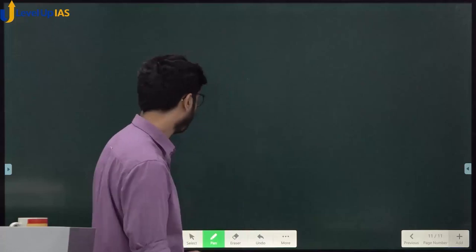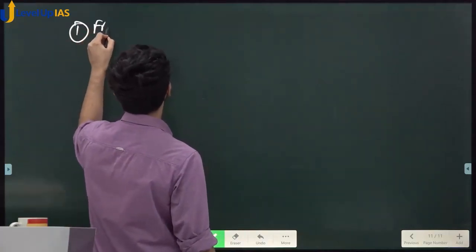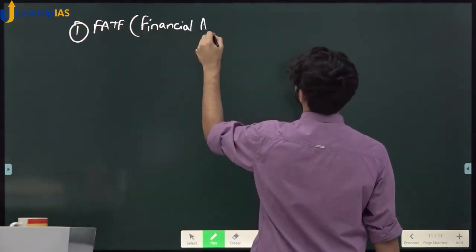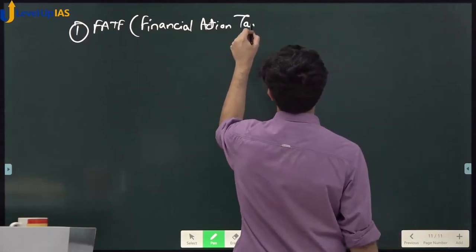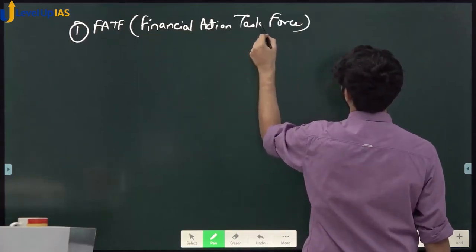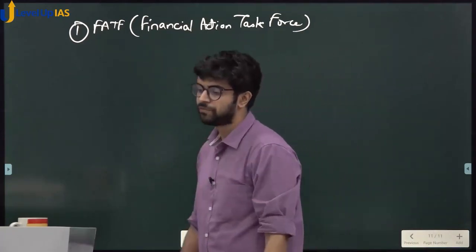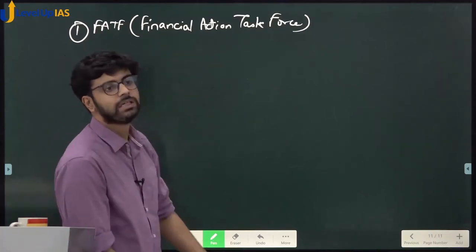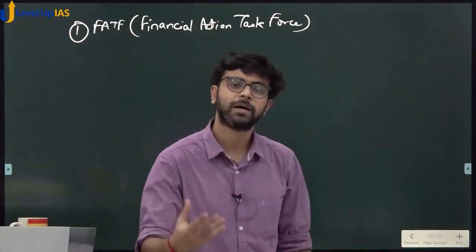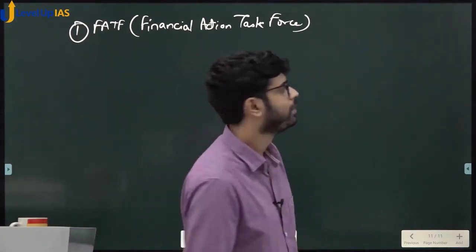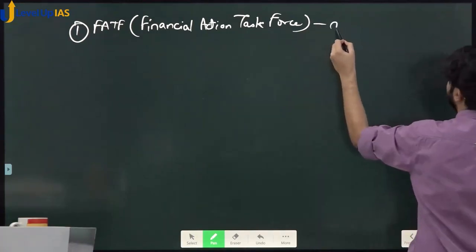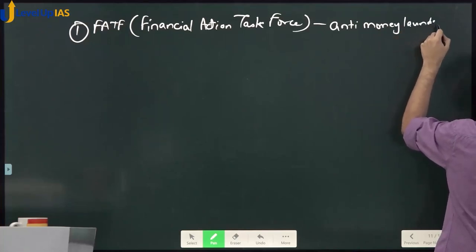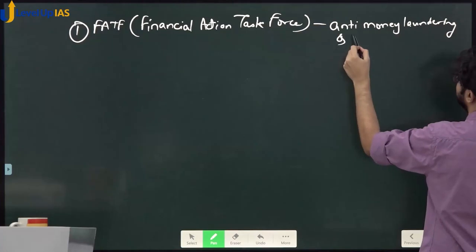The first organization I want to cover is FATF. What is FATF, sir? Financial Action Task Force. It is set up solely with the objective of preventing money laundering and financing of terrorism. So, prevention: anti-money laundering and terrorism financing.